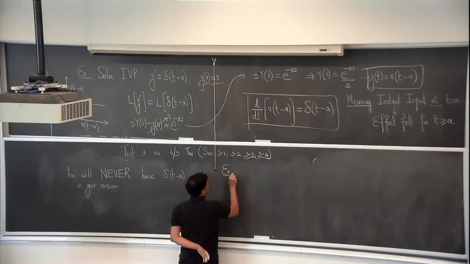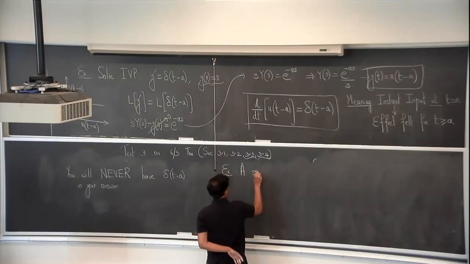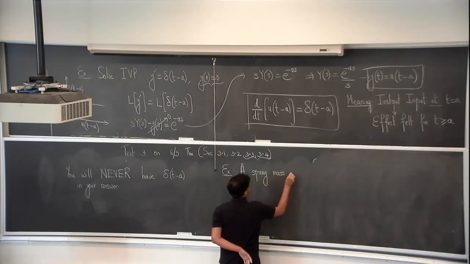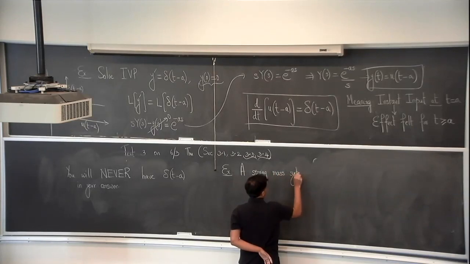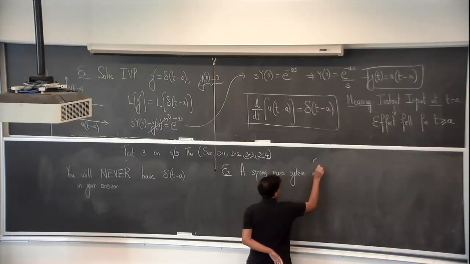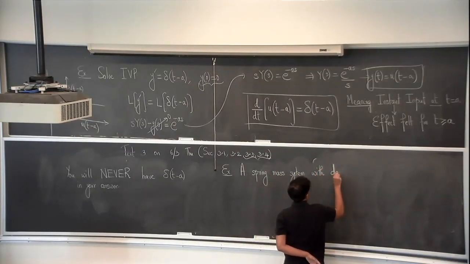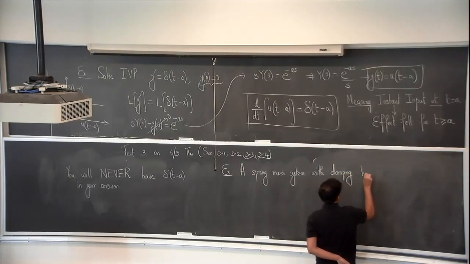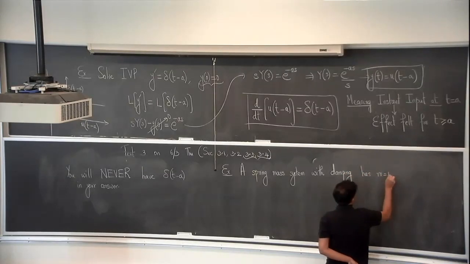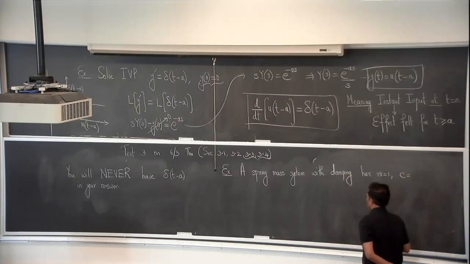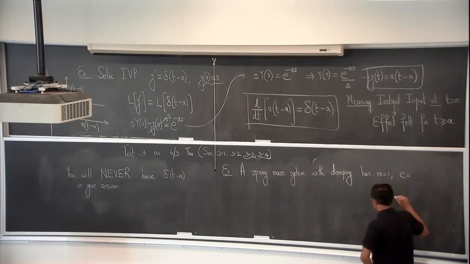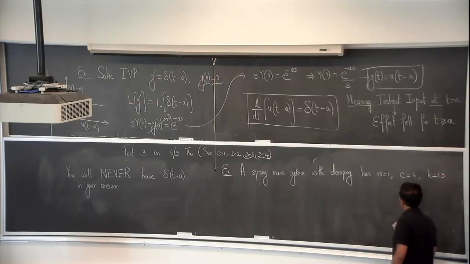Examples: spring mass system with damping. As m equal to 1, c equal to 6, and k equal to 13. I think those are nice numbers.